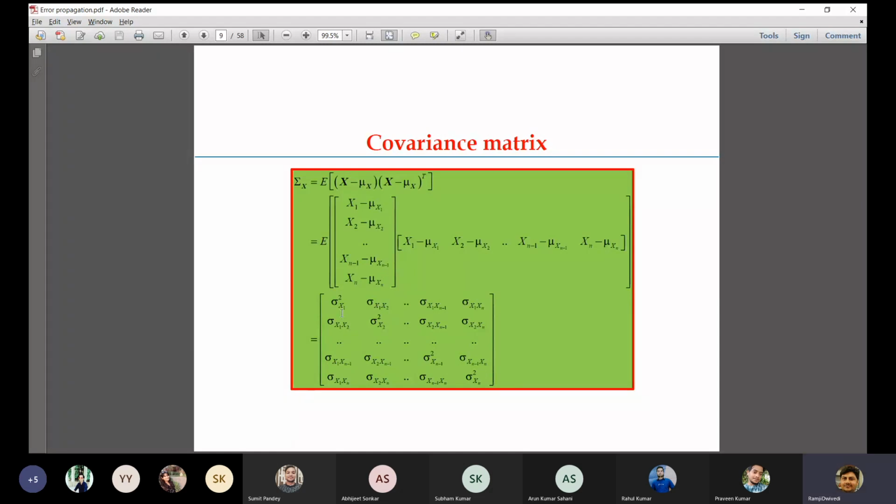You are saying that these quantities should have been written as sigma x2 x1 rather than sigma x1 x2. So probably this is written just to make sure that you understand that both are equal.